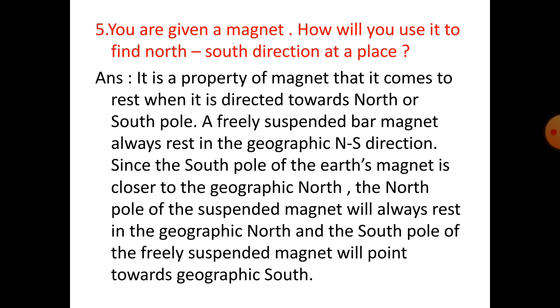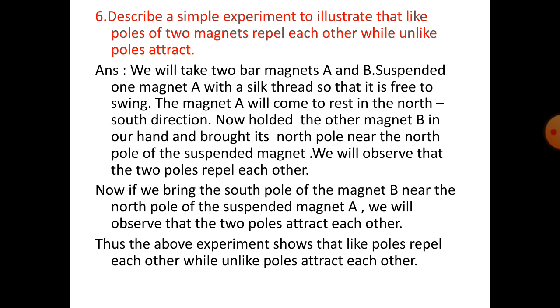5. You are given a magnet. How will you use it to find the north-south direction at a place? It is a property of a magnet that it comes to rest when it is directed towards the north or south pole. A freely suspended bar magnet always rests in the geographic north-south direction. Since the south pole of the Earth's magnet is closer to the geographic north, the north pole of the suspended magnet will always rest in the geographic north, and the south pole of the freely suspended magnet will point towards geographic south.